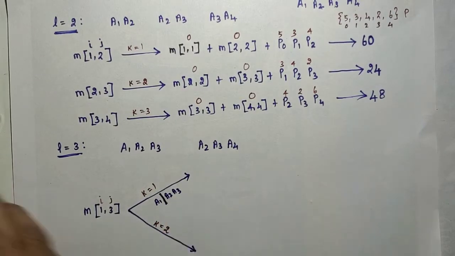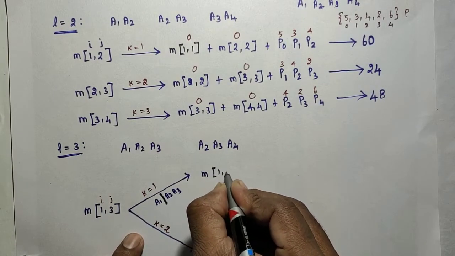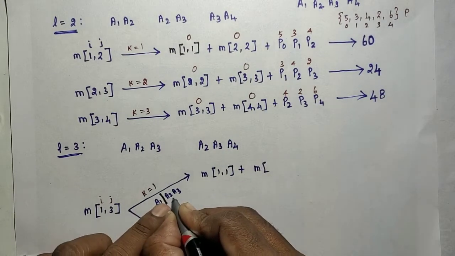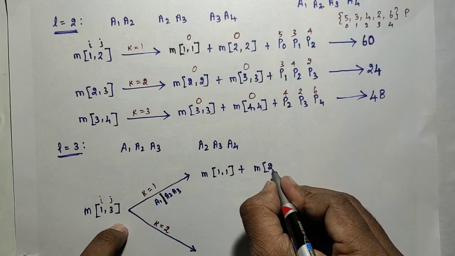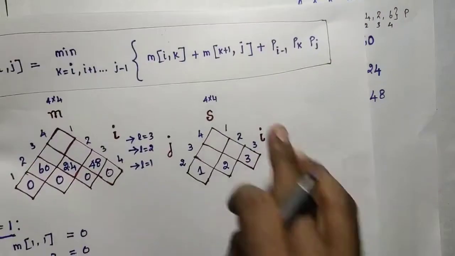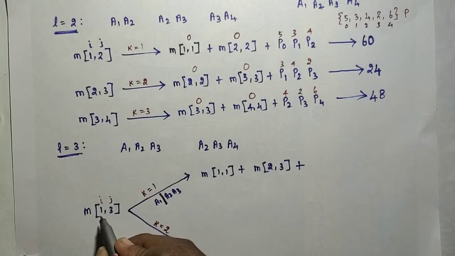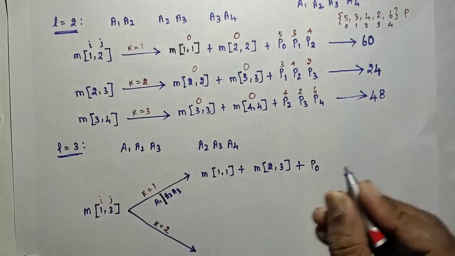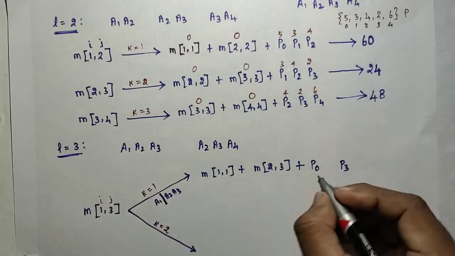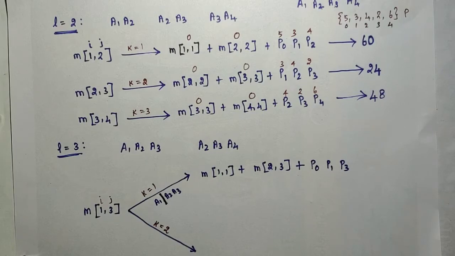It means the left side is M of 1 comma 1 plus the right side is M of 2 comma 3, that is K plus 1 to J, 2 comma 3, plus the formula we have got, P of I minus 1, K, J. Here I is 1, P0; J is 3, P3; the cut position is 1, so P1. So P0, P1 and then P3.